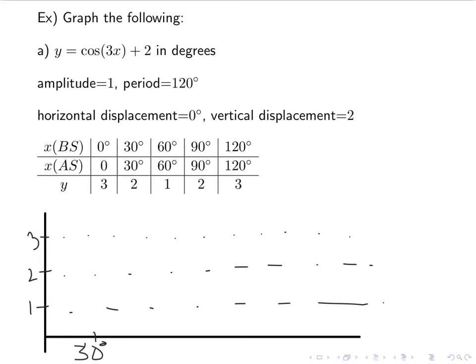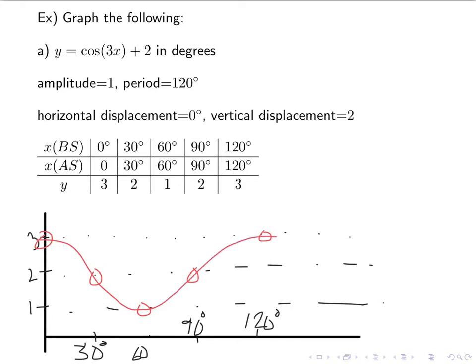30 degrees, 60 degrees. I don't know if you can see that. I'll put it up here, 90 degrees, and 120 degrees. So at 0 degrees, I'm at 3. At 30, I'm at 2. At 60, I'm at 1. At 90, I'm at 2. And at 120, I'm at 3.